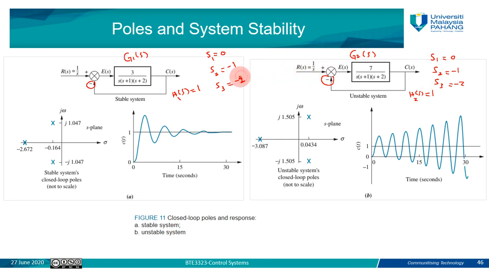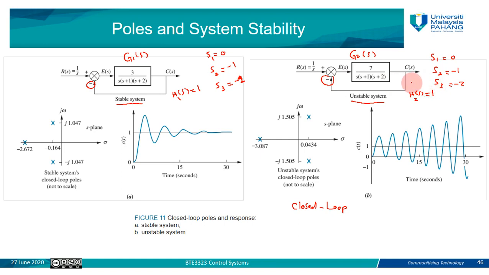So why do we say this system is stable while that system is unstable? This is the justification why we need to find the closed loop transfer function. When we say closed loop, this is open loop. The open loop systems are almost the same. They have the same poles: 0, -1, -2.